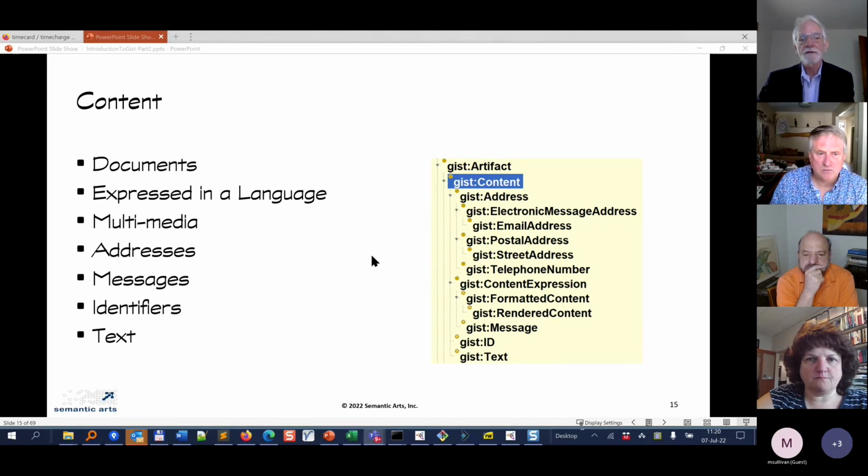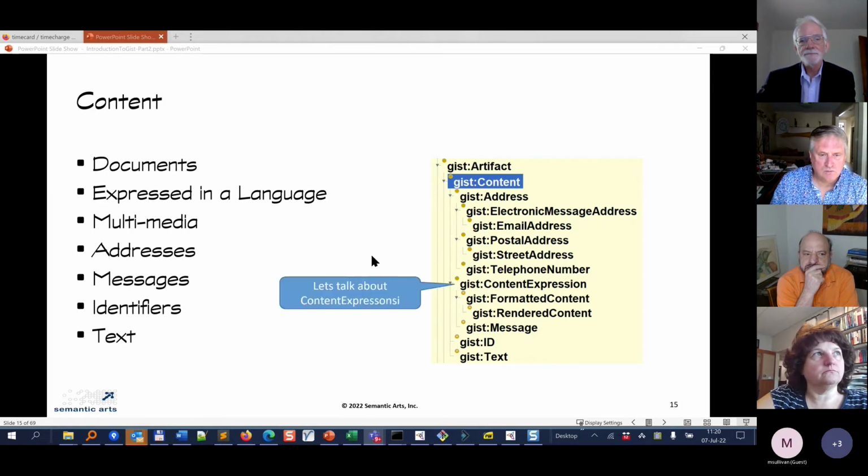Messages. I send you a text message, or you send me an email. Identifier is another example. What is an identifier really? We'll get into that a little more. Your social security number. What is that? Well, it's a number. It's content. Or just plain text is a subclass of content. So we have a bunch of different kinds of content.